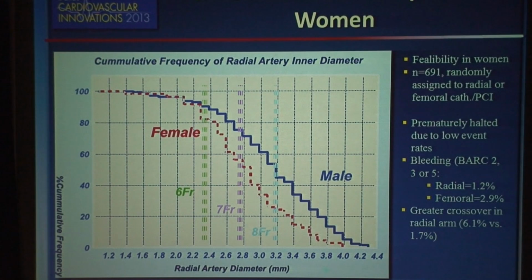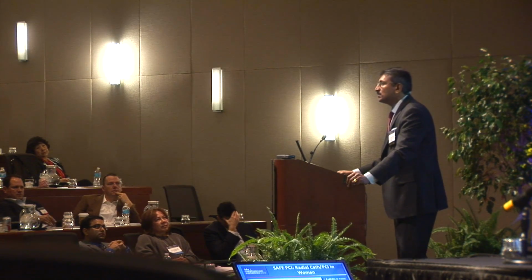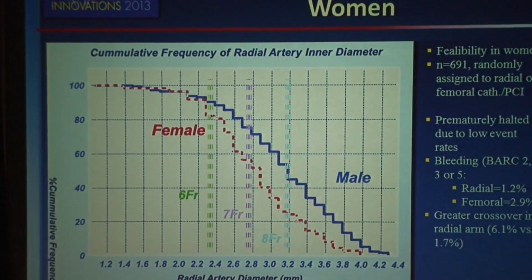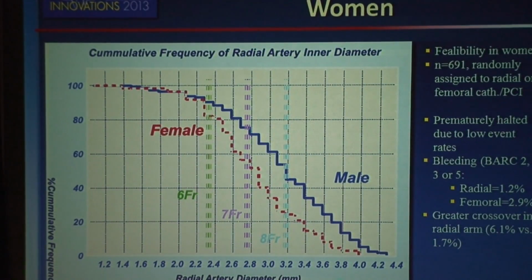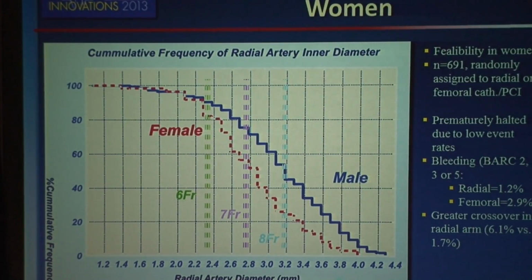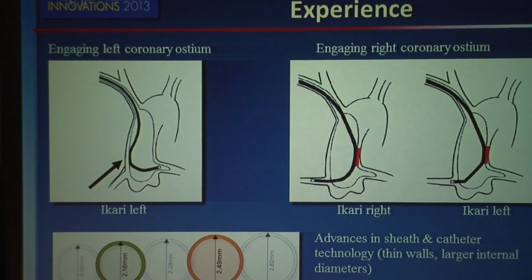Many have contested that the radial access is only for men. As a married man, I can tell you nothing is for men. The arterial dimensions of men and women are shown on this plot. And recently, one of our colleagues, Dr. Sunil Rao, did a study testing the feasibility of radial access in women. The study was halted prematurely because the complications of both femoral and radial accesses were extremely low, as shown on the slide, 1.2% and 2.9%, which did conclude that radial access can be done safely in women.